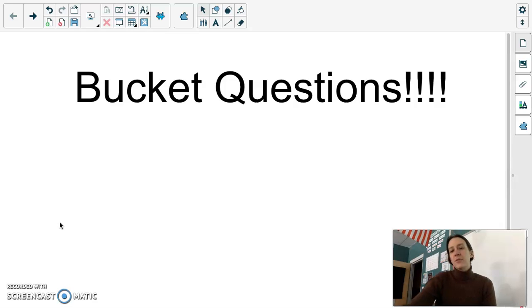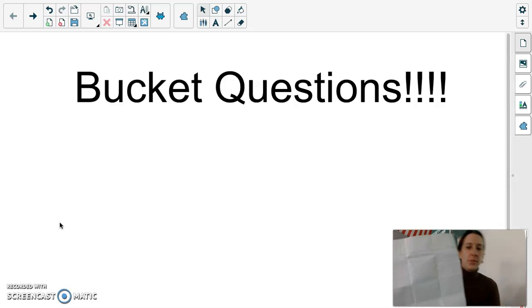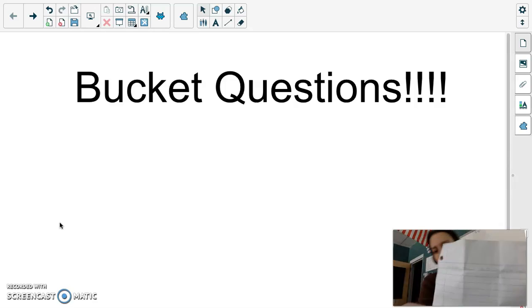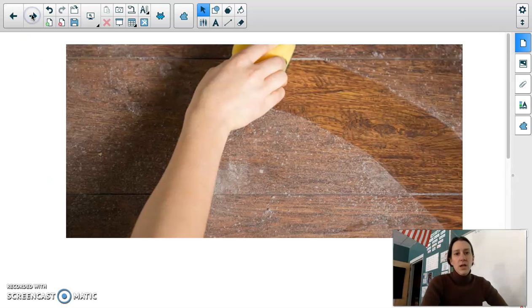Okay, anyway, for the first question, I dug deep into the question bucket, and this question is dated September 9th. And it's in pencil, so you might not be able to see it very well. But it says, where does dust come from? Okay, so here we go. Dust.